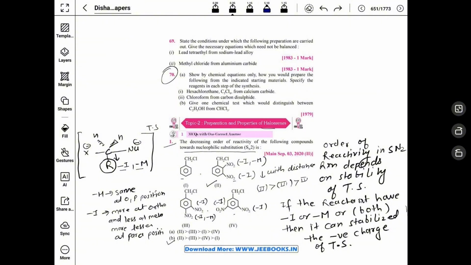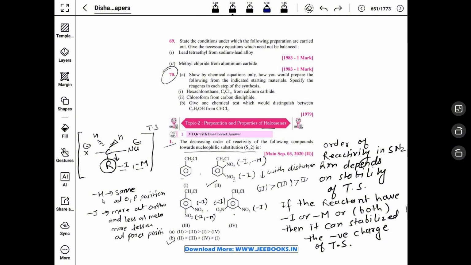Again I would like to explain: in the SN2 reaction, the transition state carries negative charge, so stabilization of negative charge is very important for higher reactivity. Among these four options, 2 is stabilizing the negative charge more effectively, because in 2 minus I and minus M effects are both there, but minus I is more as compared to option 3, because in option 3 nitro is at para and therefore the inductive effect is less as compared to the ortho position, but meta doesn't have any resonance effect, and the same is here.